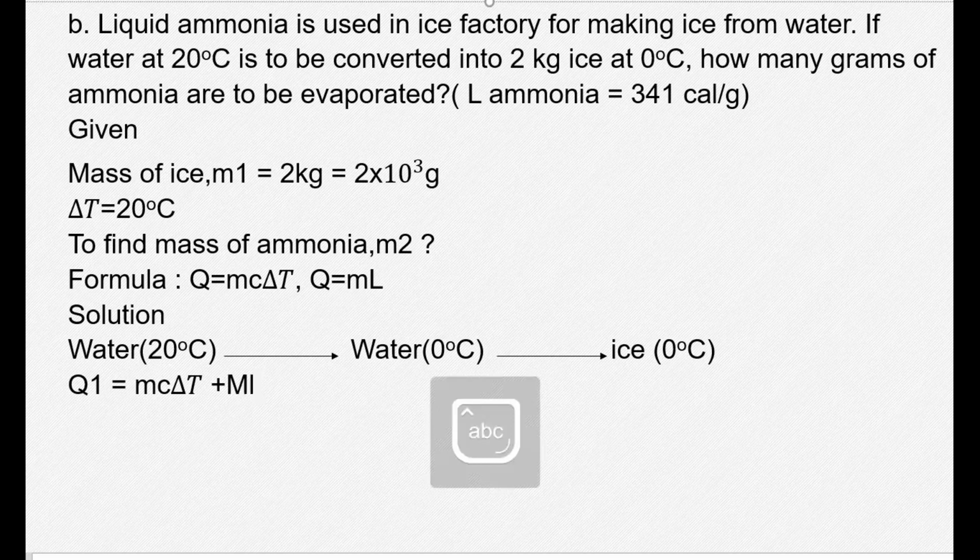Now, in the case of ammonia, ammonia will absorb the heat lost by water and liquid ammonia will get converted to vapor. That means the phase is changed, or the state of the substance is changed. So here we have to use the formula. In the case of ammonia, we can write Q2 is equal to M into L.